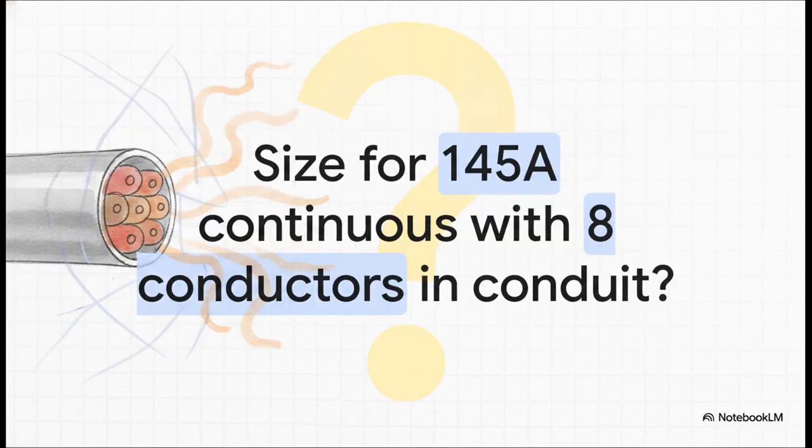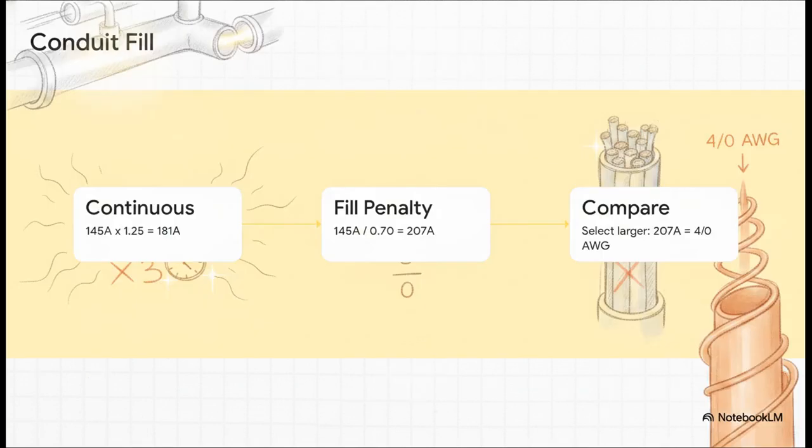Let's challenge ourselves again. What happens when conduit fill enters the ring? We have a 145 amp continuous load, but this time we have 8 current carrying conductors crammed inside the exact same pipe. Conduit fill is a notorious job site issue because it severely traps heat and plummets your wire ampacity. Watch what happens here. It's wild. In step 1, our continuous load multiplier gives us 181 amps. But in step 2, our conduit fill penalty for 8 conductors means we have to divide by a 0.70 adjustment factor.